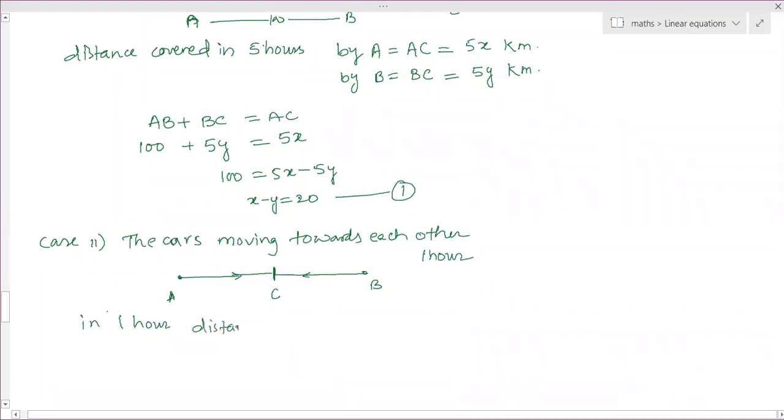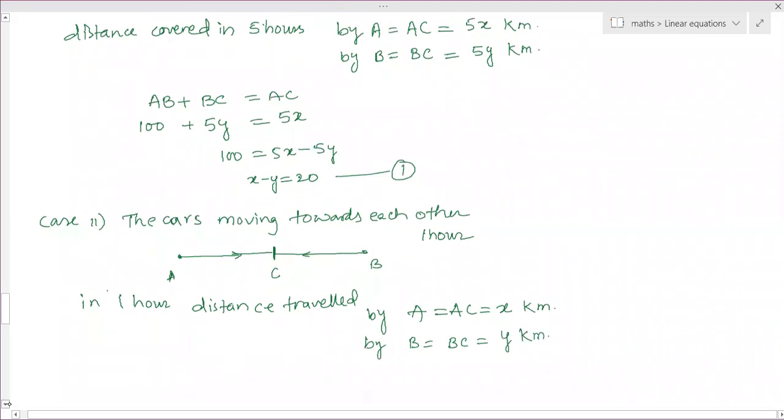So in 1 hour, distance traveled by A is equal to AC. That is speed into time. Speed is x. X into 1 is x kilometers. And distance traveled by car B is equal to BC. That is equal to how many kilometers? y kilometers. Now what is the relation between AB, BC, AC?